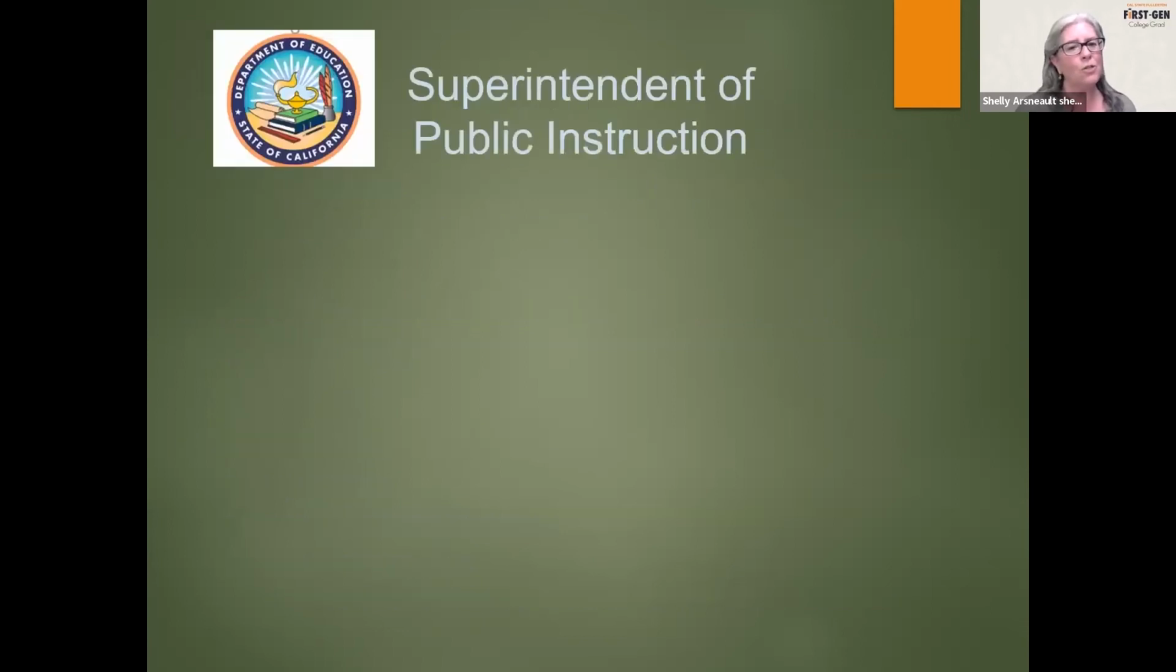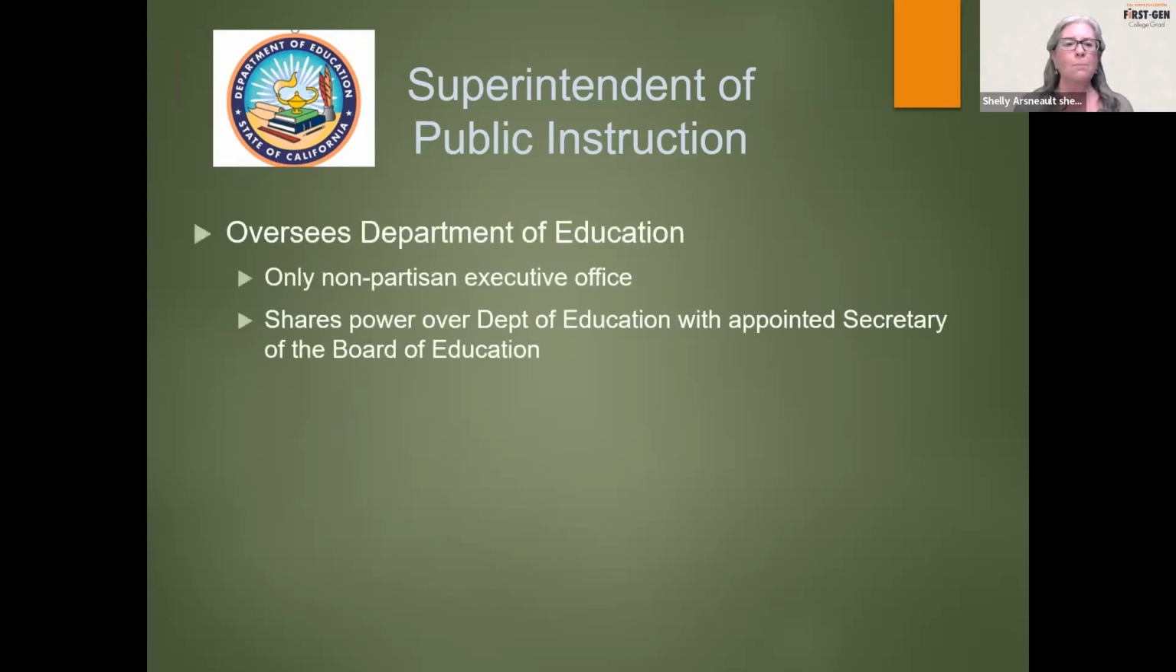The next is our Superintendent of Public Instruction. There's a couple of interesting things about the Superintendent of Public Instruction. The first, generically, they oversee the Department of Education. One of the things is this is the only nonpartisan executive office that we have in the state. By which I mean, the person is not designated as a Democrat or Republican or Green or Libertarian or whatever party they may have. And of course, anyone running for Superintendent of Public Instruction undoubtedly has a party affiliation.